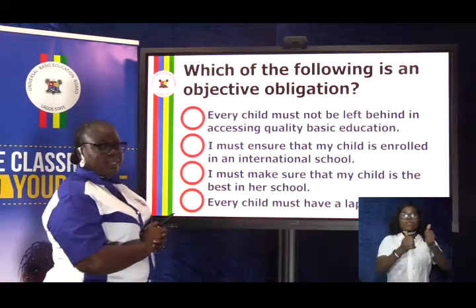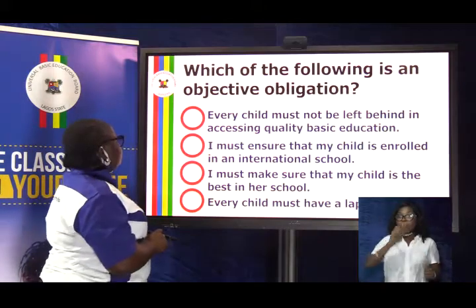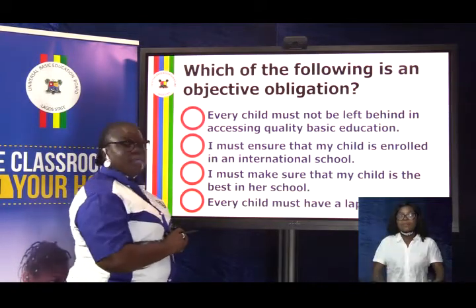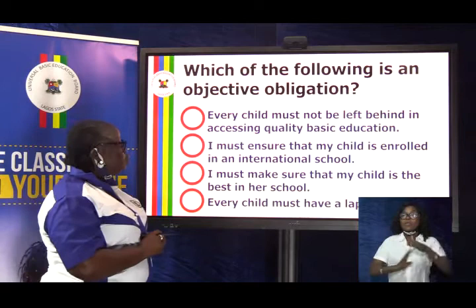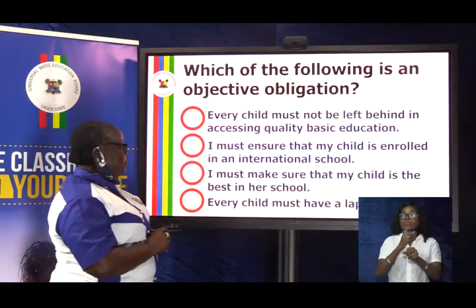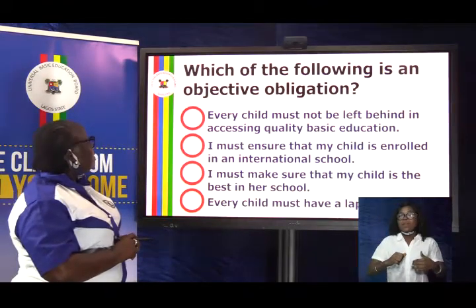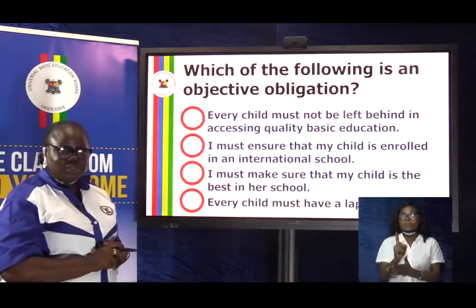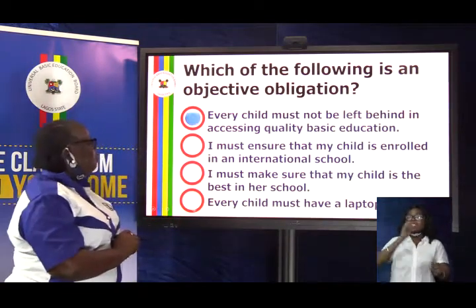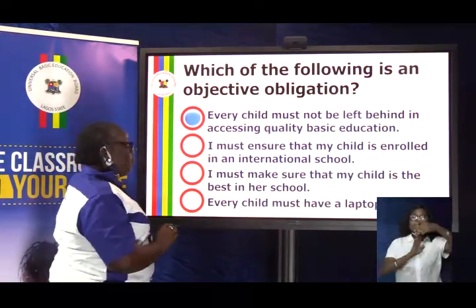Which of the following is an objective obligation? We just discussed the subjective and the objective obligation. So look at the following sentences. Every child must not be left behind in accessing quality basic education. I must ensure that my child is enrolled in an international school. I must make sure that my child is the best in a school. Every child must have a laptop. Which of the sentences is an objective obligation? Yeah, well done. You're right. Every child must not be left behind in accessing quality basic education.